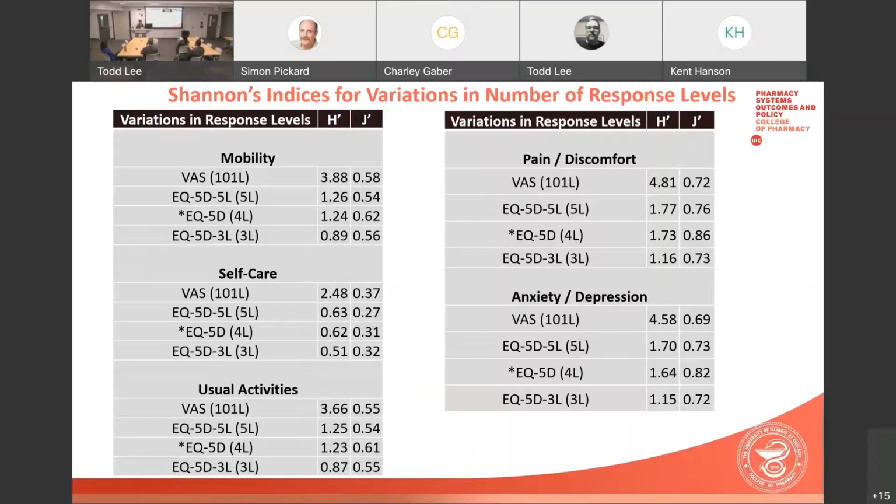But I think one of the notable things with these Shannon indices that we saw is that for a lot of these dimensions, let's take pain and discomfort, for example, the maximum J prime value is 1.0, because the denominator would be the maximum H prime based on using all of these 101 levels. So again, this relates back to Todd's question of whether it is meaningful that this is 0.72. I think it's at least partially an indication that people were utilizing, to some degree, those complete 101 levels that were offered to them, but maybe less so in something like self-care, where we see it's 0.37. But again, this relates back to whether these are meaningful, as it was low values across the board for self-care.